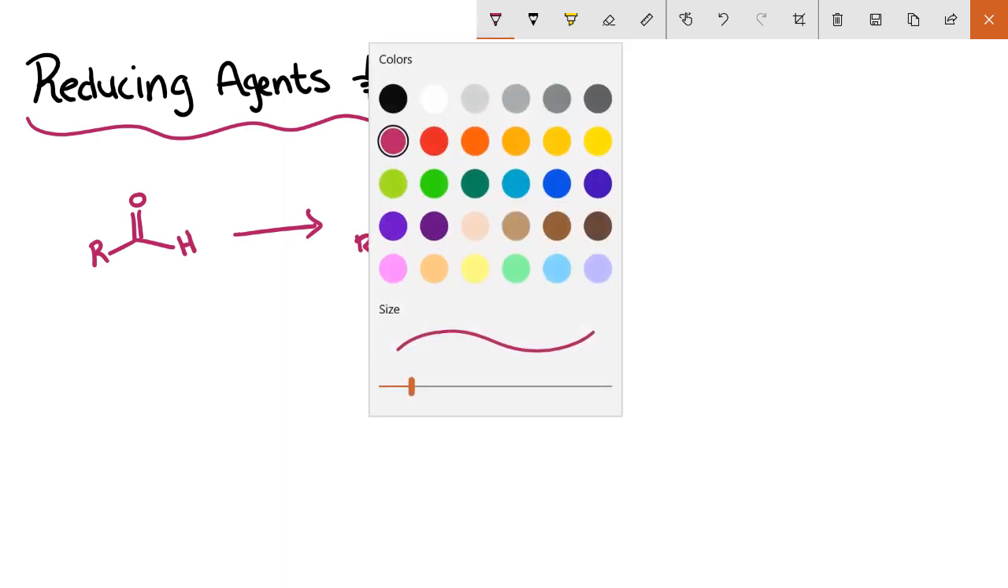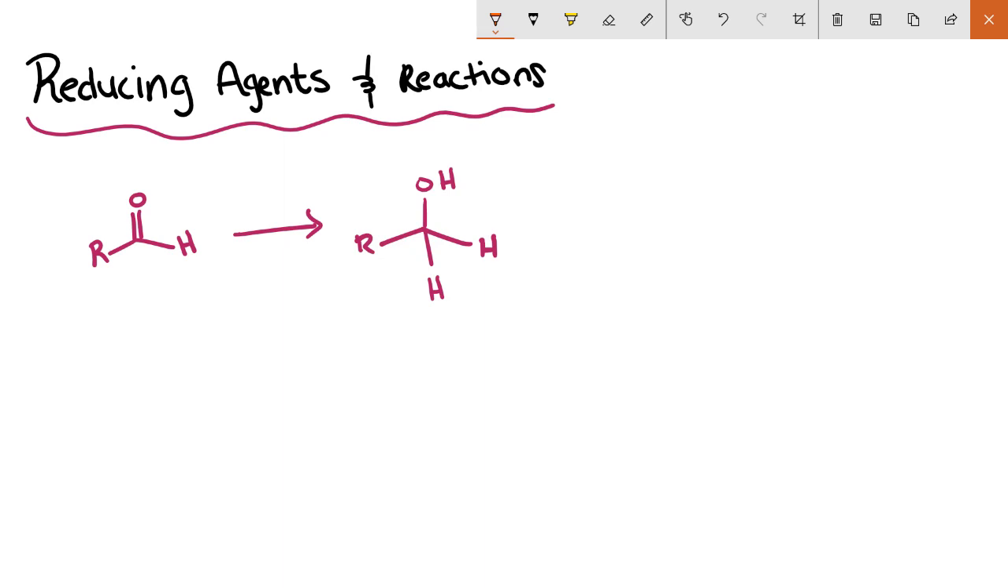Now we'll notice here that there is a reduction in the number of bonds that are bonded to oxygen, and we now have an additional bond to hydrogen. So this is known as a reduction reaction, and this essentially means that the oxidation state of the atom that we're focused on has decreased.